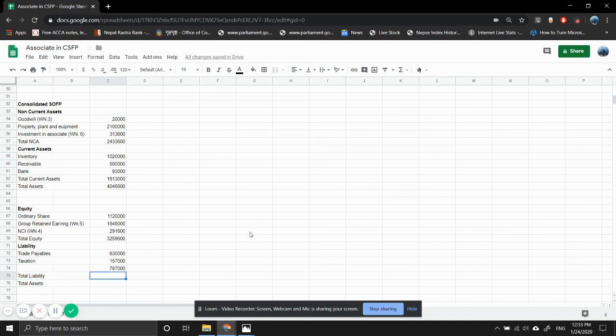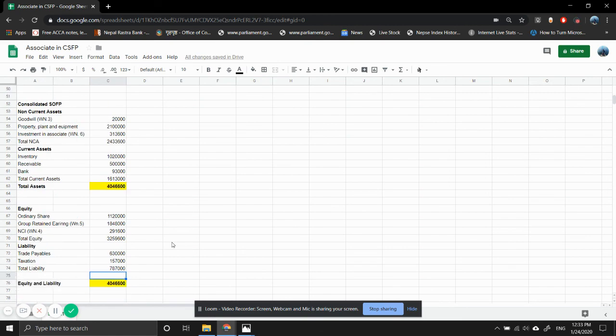Oh, I've already added it up. Control X, Control V, and then total assets would be this figure, total liability plus total equity. So this is total equity plus liability. So did the figures match? Yep, it did match, I guess. Bold as well. Okay, so this figure matched with this figure.